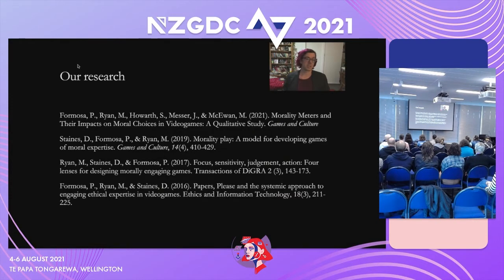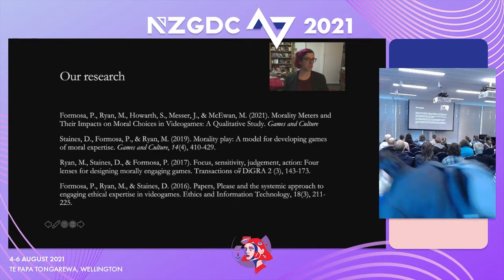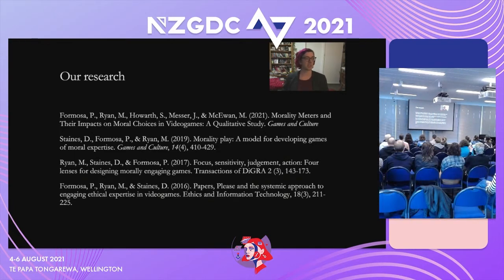This research project in games and ethics has been going on for over a decade, and we have a variety of publications. For this talk, I'm going to be focusing on 2 of these in particular. This DIGRA paper on focus, sensitivity, judgment, and action, and our most recent games and culture paper on morality meters and their impact on moral choices. However, I'll be giving you pointers to other of our research papers later on if you're interested in following up.